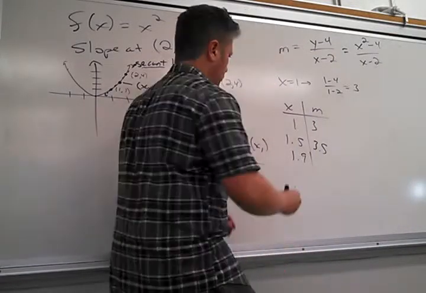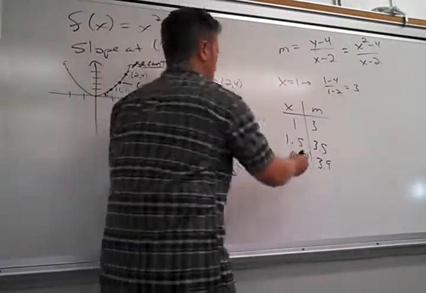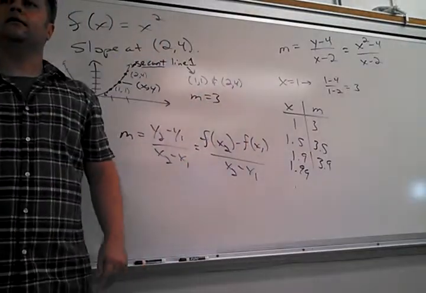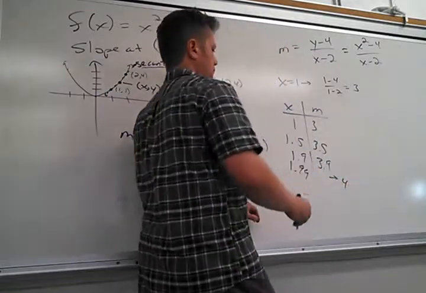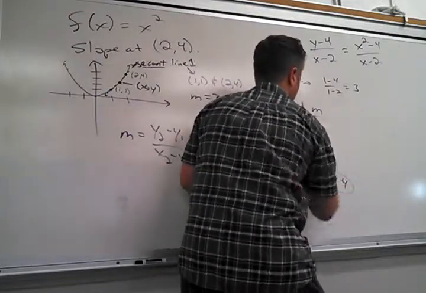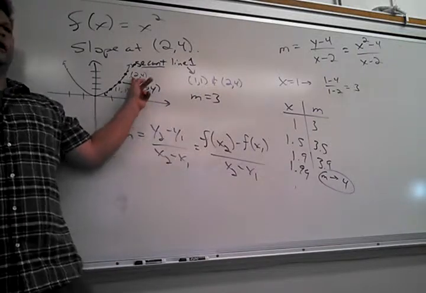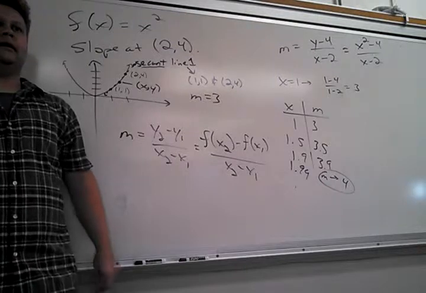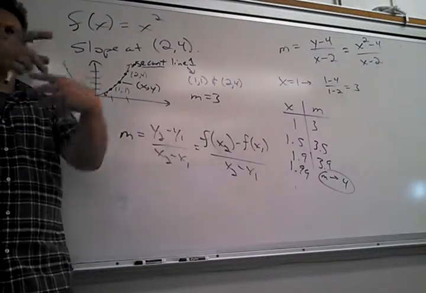3.9. Yeah, 3.9. And then 1.99, you're going to get like 3.99. So what is it trying to tell me then? The slope is approaching, it looks like the slope is approaching 4. So it looks like the slope should be 4 right there. Can I say that definitively? No. It could actually be 3.9999992. I don't know. But it looks pretty much like it's trying to tell me it's going towards 4, yeah.